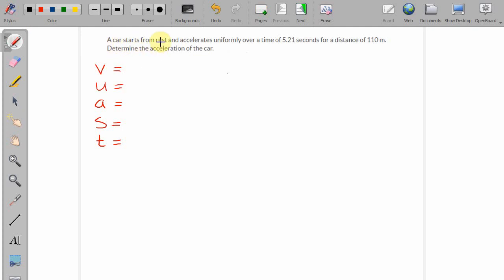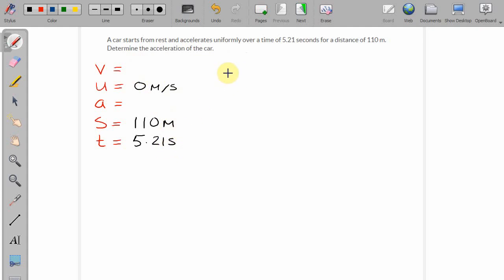A car starts from rest, so that means the initial velocity U is 0 meters per second, and it accelerates uniformly over a time of 5.21 seconds. For a distance of 110 meters, so S is 110 meters. And you have to find the acceleration of the car. That's step 1 done. If we look down here, everything's in SI units: meters per second, meters, seconds. Everything's good.